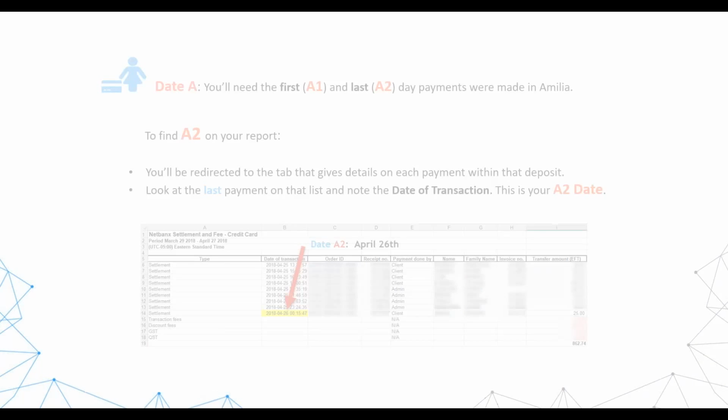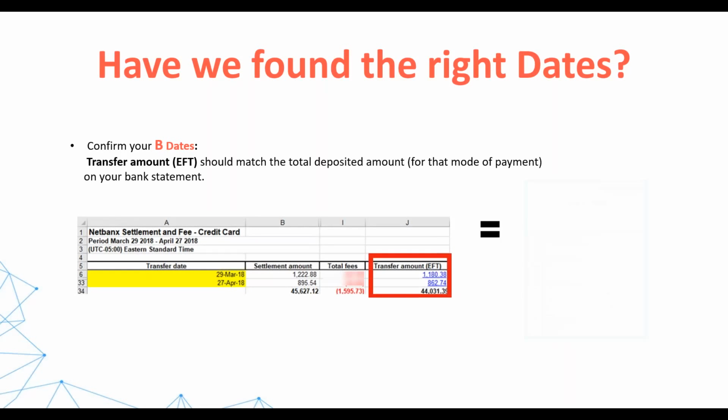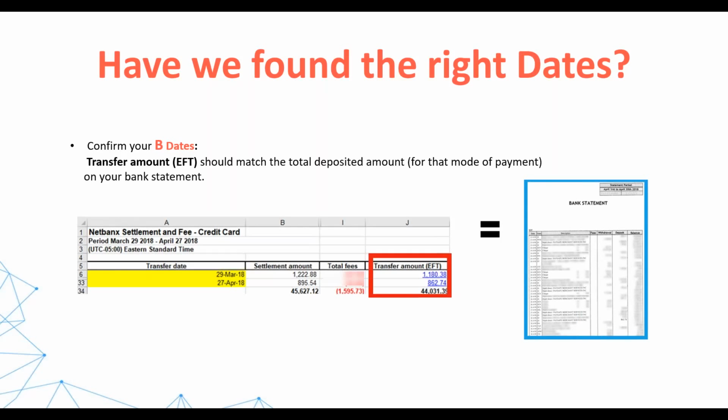So we've identified all of our key dates. Now what? Before we reconcile, we need to first prove that all of our dates correspond so we can reconcile accurately. To do this, we'll start by confirming our B dates. We'll look at our payment processor report and at our EFT column. The total of this column for that mode of payment, which in this case is credit card, should match the total of your deposits for that type of payment that can be seen in your bank statement.